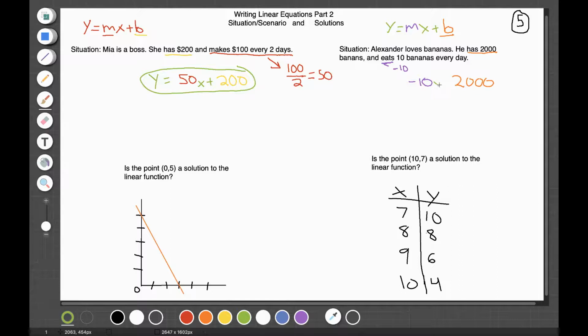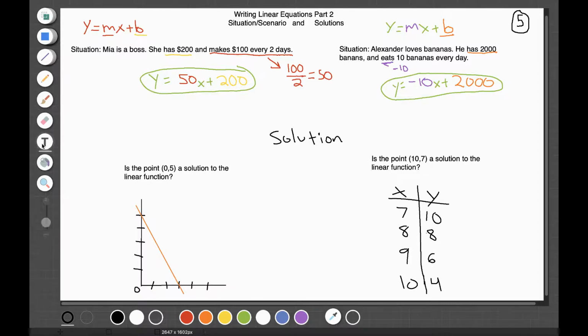We can just plug in the rest of this equation here. So it's negative 10x plus 2,000. Y equals negative 10x plus 2,000. Now really quick, we didn't talk about solutions. And we are going to see some stuff like this on your quiz and other places where we need to know what a solution means.